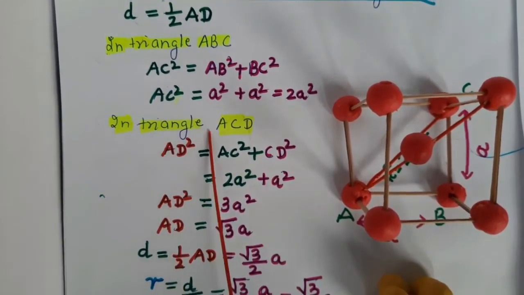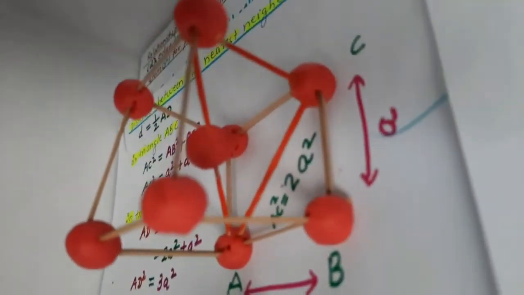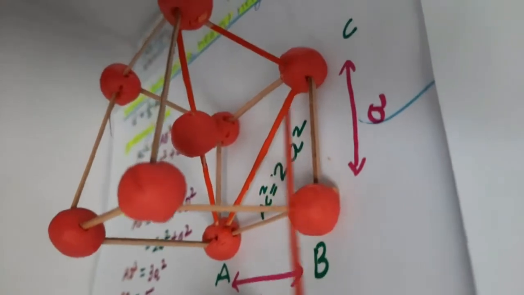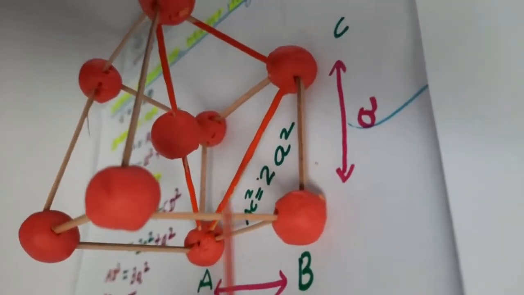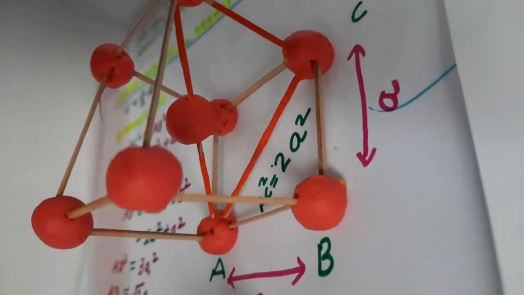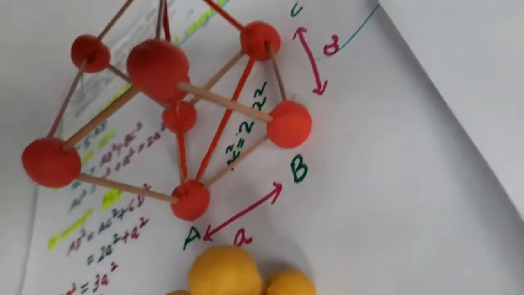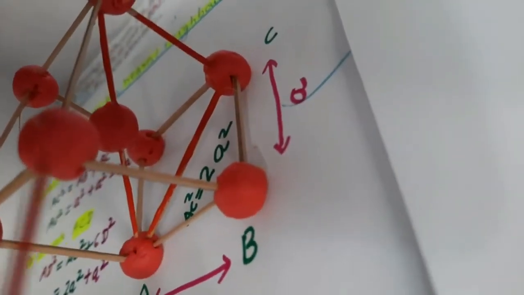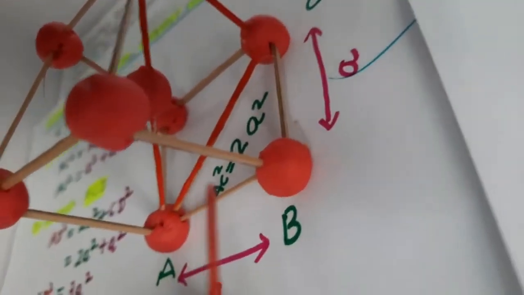Now, in triangle ACD, it means this longer triangle, that is AC and this one is D. On this body diagonal, there are three spheres, 1, 2 and 3, and these three spheres touch each other. We can see from the model here. These three spheres which are placed along the body diagonal touch each other. So, the distance between the nearest neighbor will be half of the body diagonal.